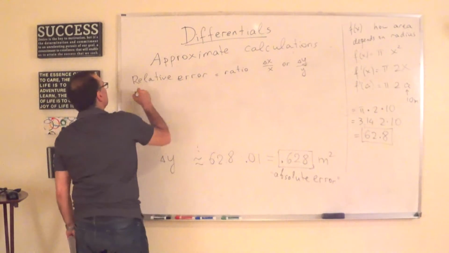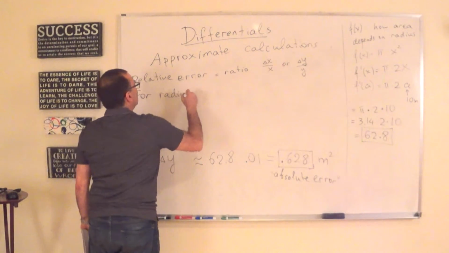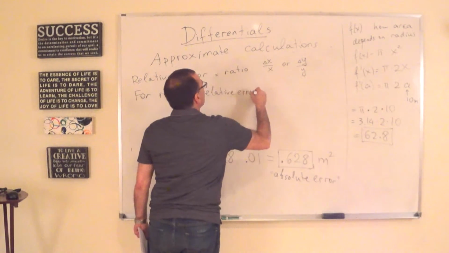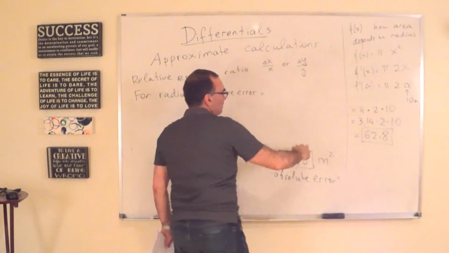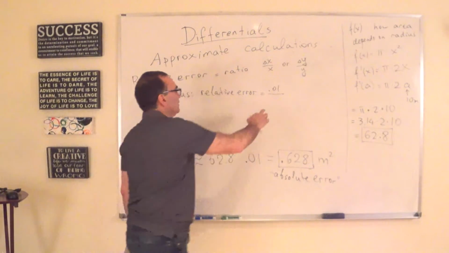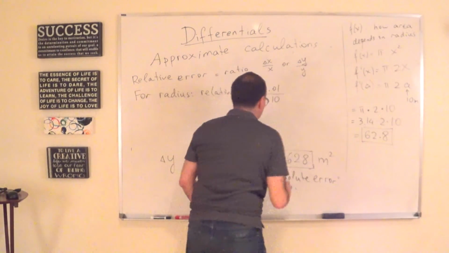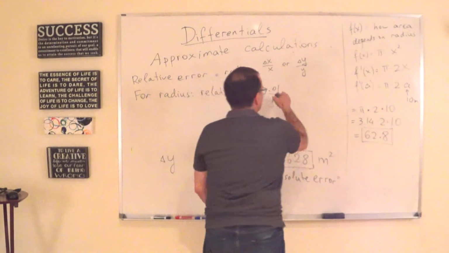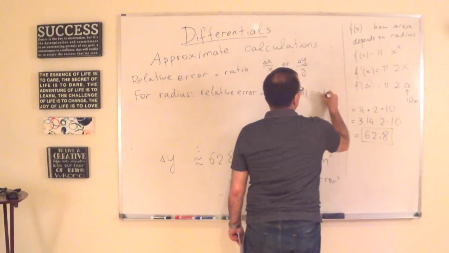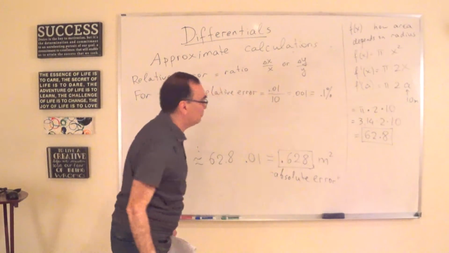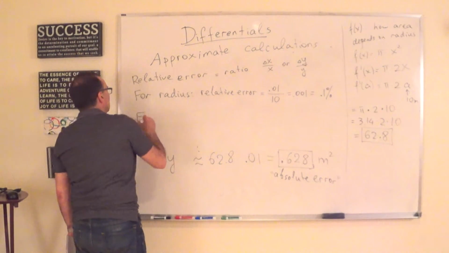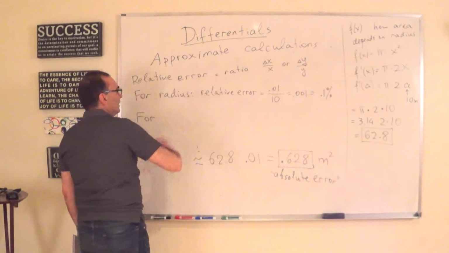So for the radius, the relative error is, well, the absolute error for the radius was 0.01, which is 1 centimeter, divided by the total value of the radius, which was 10 meters. So 0.01 divided by 10 is 0.001, which is basically 1/10 of a percent. That's for the radius. Now let's calculate the same relative error for the area.